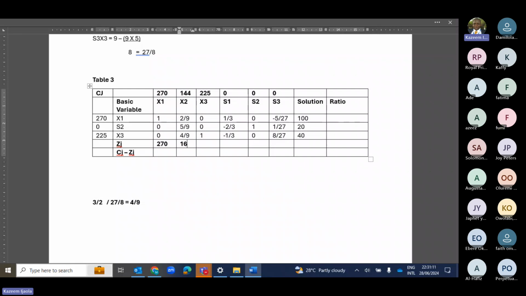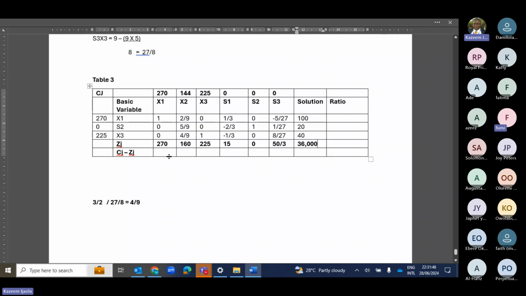You have some mathematics to do here. So it's 270 times 2 over 9 plus 225 times 4 over 9. It will give you 160. Then here, it will give you 225 because 270 times 0, 0 times 0, 225 times 1. Then here, you will get like 15. So 270 times 1/3 and 225 times minus 1/3 will give you like 15. Then here is 0. Here is 50 over 3. And here will be 36,000.